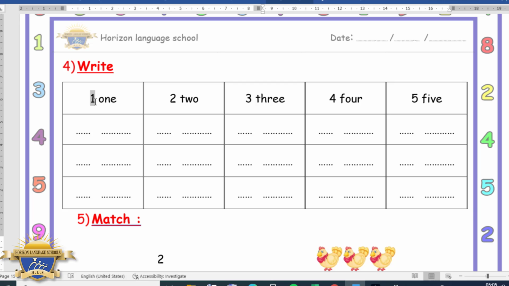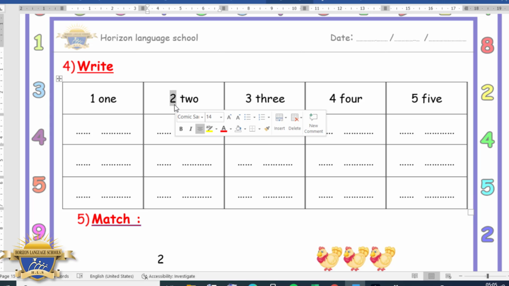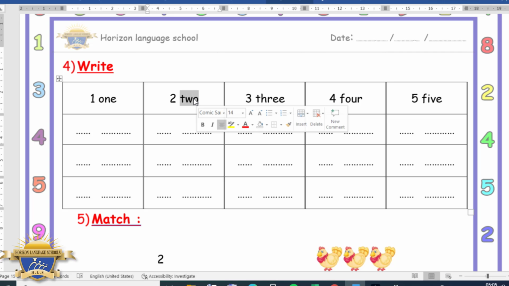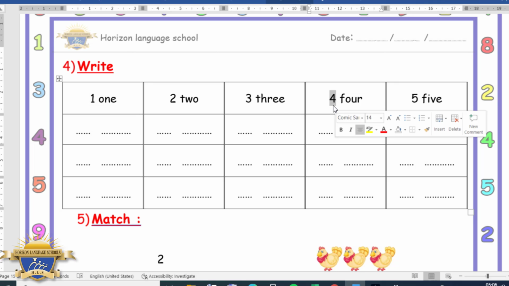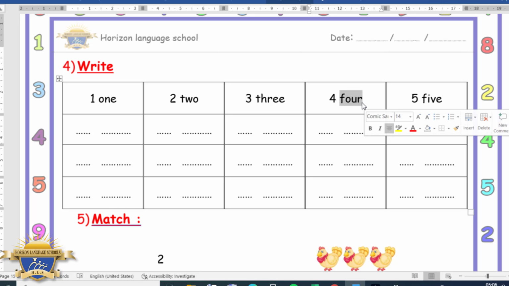1 in digits, 1 in letters, O-N-E. 2 in digits, 2 in letters, T-W-O. 3 in digits, and 3 in letters, T-H-R-E-E. 4 in digits and 4 in letters, F-O-U-R. 5 in digits and 5 in letters, F-I-V-E.